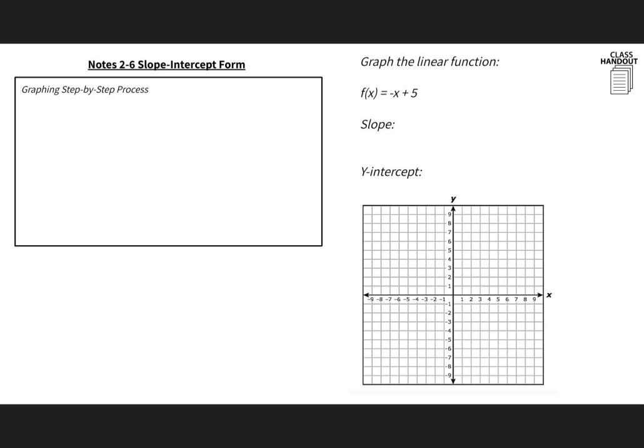All right, here is the video for graphing in slope-intercept form. So I'm going to go by the step-by-step process by using this example here that we have on the right, where it says graph this linear function, f of x equals negative x plus 5.